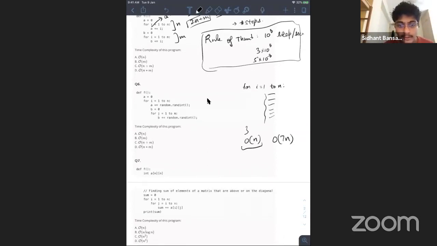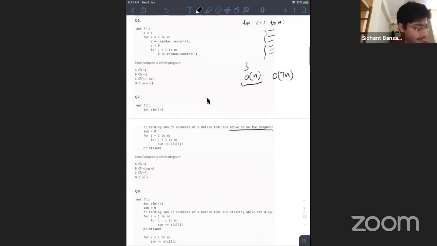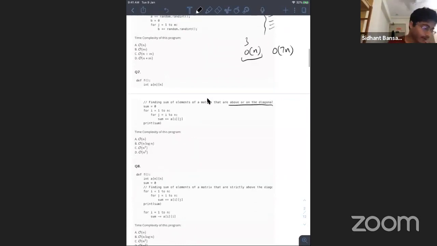Okay, so question 7, just go through the code. You're trying to find the sum of the elements that are above the diagonal of a matrix, and you have this sum variable and you're just adding all the stuff to it. Look at the looping structure. It's going from 1 to n, and then j is going from i to n. Just try to get what the correct option would be.